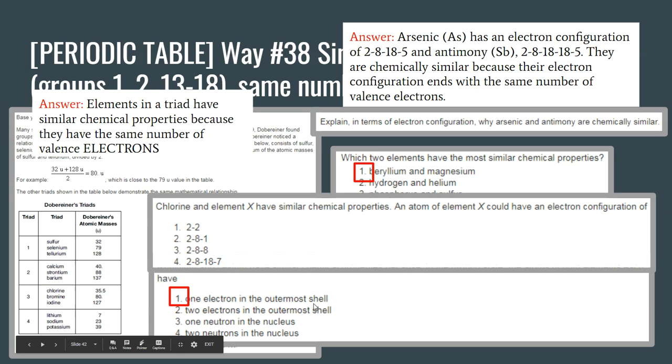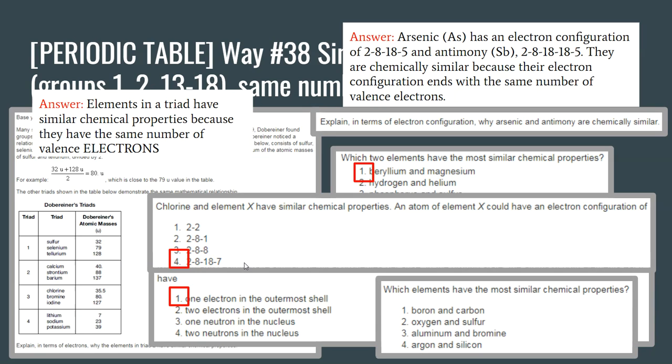Next problem. Chlorine and element X have similar chemical properties. An atom of element X could have an electron configuration of... Notice this problem is asking you to apply the definition of valence electrons as well as what it means for two things to have similar chemical properties. For element X and chlorine to have the same chemical properties, they must end in a digit of 7, which is the same as chlorine. Therefore, the only answer choice that makes the most sense is answer choice 4, because X and chlorine both have 7 valence electrons. Therefore, element X is likely in group 17.